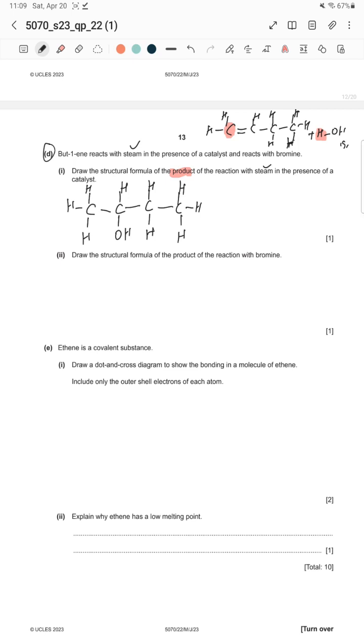So the catalyst that is used here is phosphoric acid, and 60 atm pressure, 300 degrees Celsius temperature. These are the conditions. And then draw the structural formula of the product with the bromine. So 2 bromine will be added here in case of the reaction with Br2. So you will write C, single bond C, here will be 2 bromine.